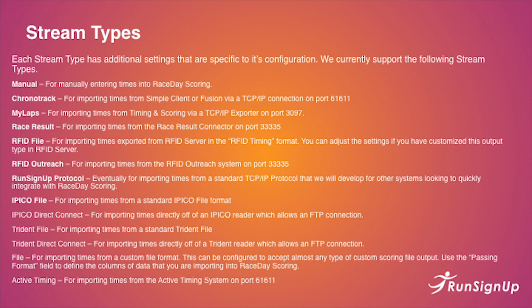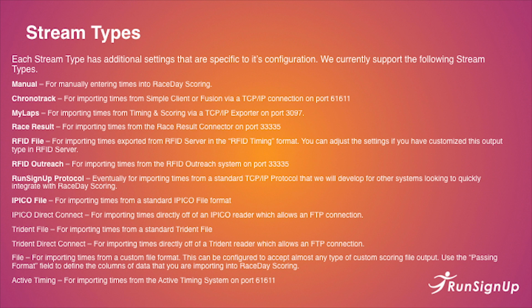So if you have some weird, unique system that exports a CSV and some standard definition, you can go ahead and write a stream file type import that allows you to define those column headers in a standardized format so you can use it easily in the future. So this is just all the information on how each of these stream types work.